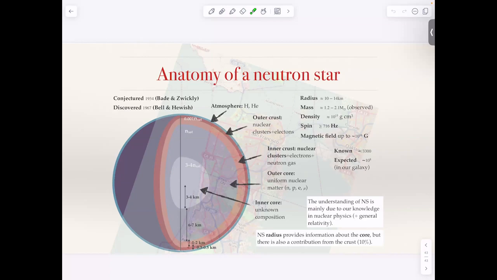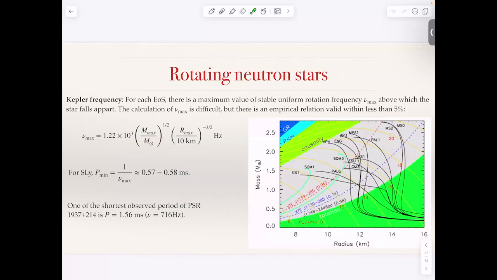If it rotates fast enough, then of course at the equator it becomes slightly bulged. So you have a flattening of the poles. In the case of rotating neutron stars, you can define the Kepler frequency, which is the maximum rotation before the star breaks apart.